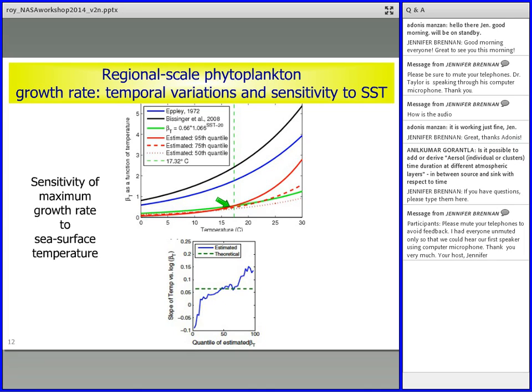And actually the slope of this curve is very different from the others. The slope is higher than the others. If we look at the slope, we see that at the 95th quantile, the phytoplankton growth rate has a higher slope. So in other words, this means that the sensitivity of the maximum growth rate to sea surface temperature is higher than what has been predicted by the classical works. So at a regional scale, phytoplankton growth rate may be more sensitive than we actually thought.